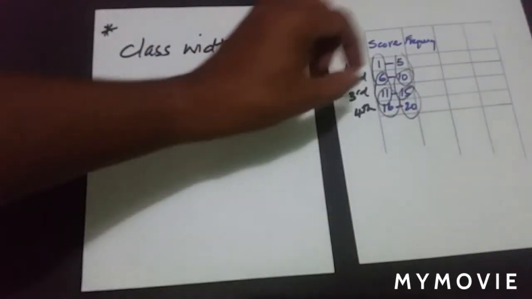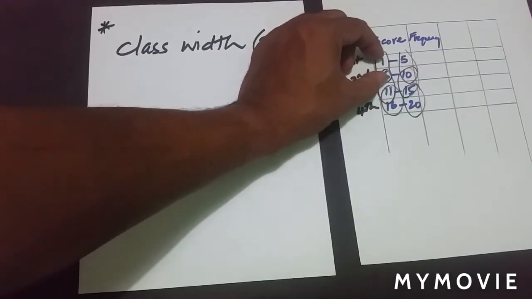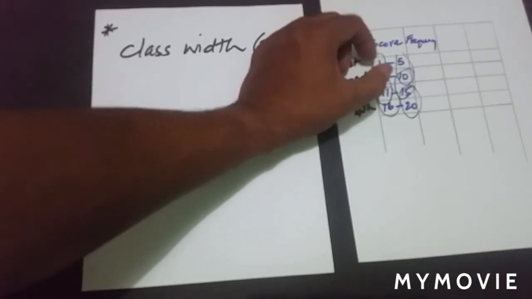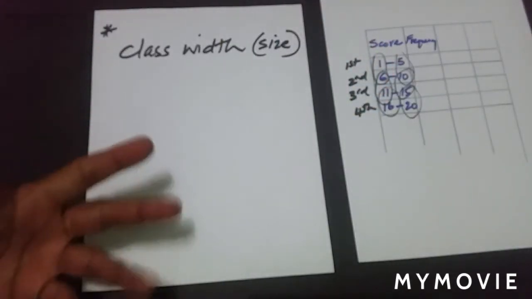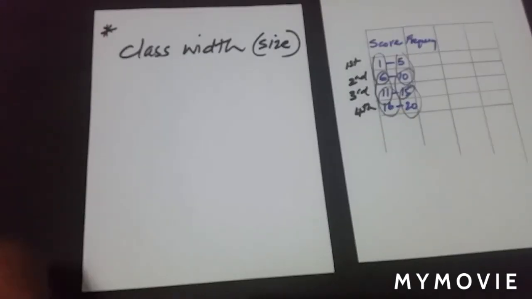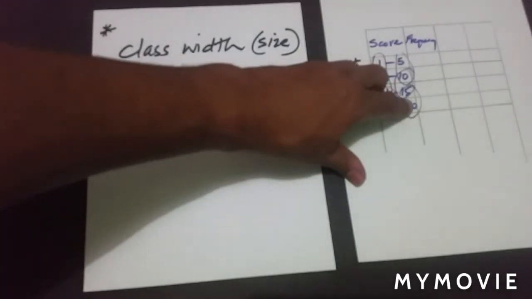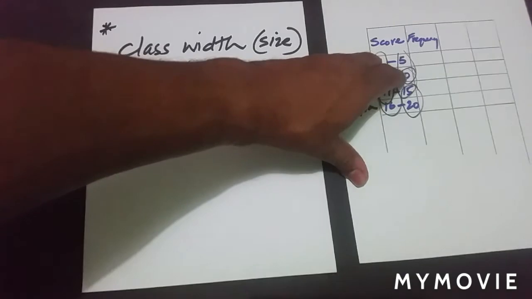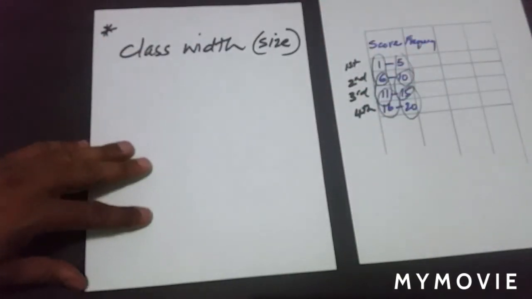A lot of times students subtract these two numbers and say, oh, that's the class width. No. To get the class width, just subtract these numbers here, consecutive numbers coming on each other. So 6 minus 1 is 5, 11 minus 6 is 5, 16 minus 11 is 5, 20 minus 15 is 5, 15 minus 10 is 5, 10 minus 5 is 5. That's what the class width is.